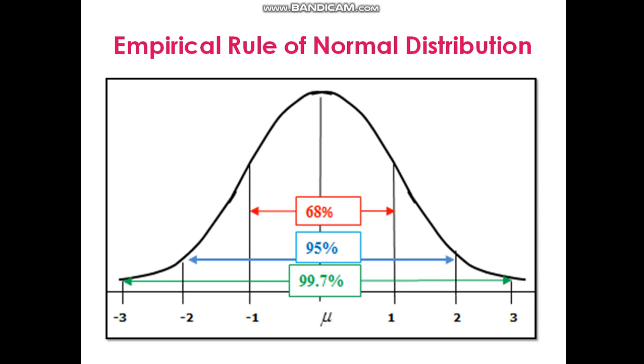Empirical rule of normal distribution. 68% of the data lie within one standard deviation of the mean. 95% of the data lie within two standard deviations of the mean. 99.7% of the data lie within three standard deviations of the mean.